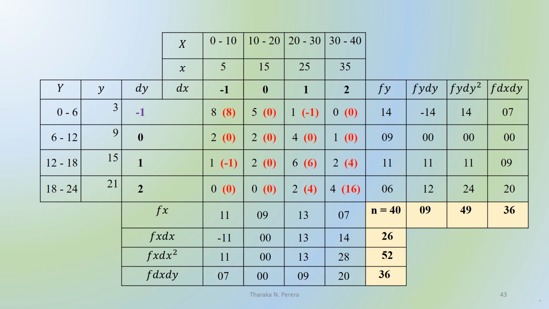Now we have completed the table and can easily get summaries which we want to apply in the formula. Sigma fy dy is equal to 9. Sigma fy dy squared is 49. Sigma f dx dy is 36. Sigma fx dx is 26. Sigma fx dx squared is 52 and summation of joint frequency equals 36.